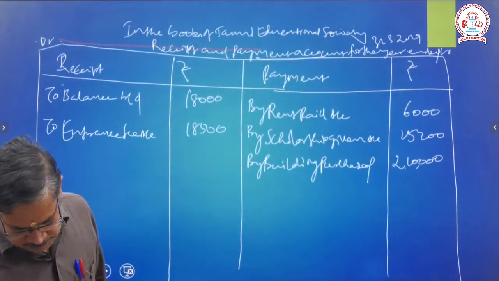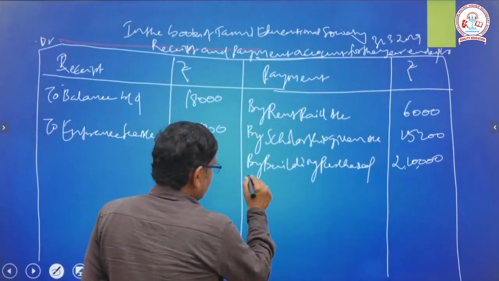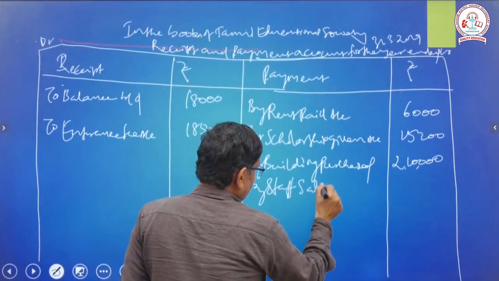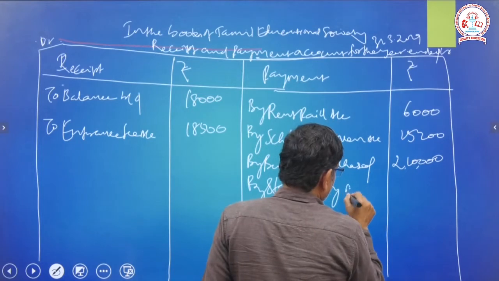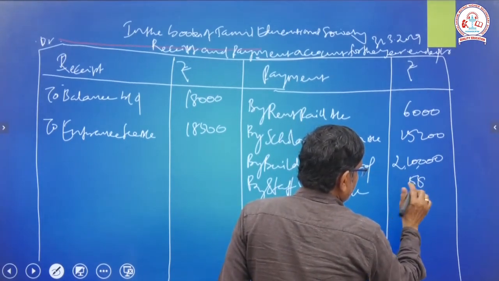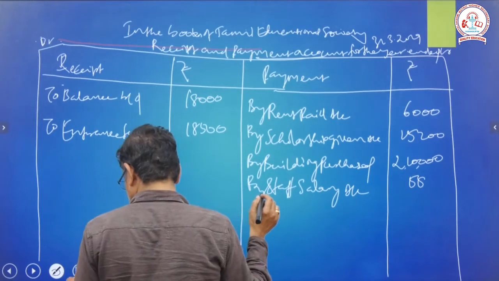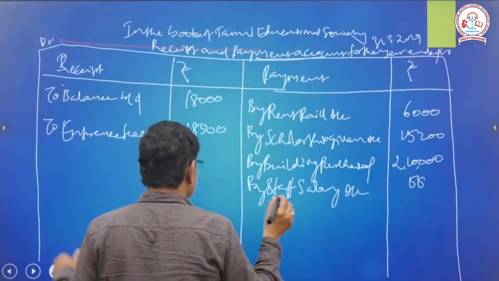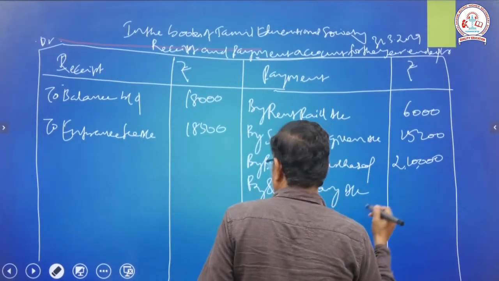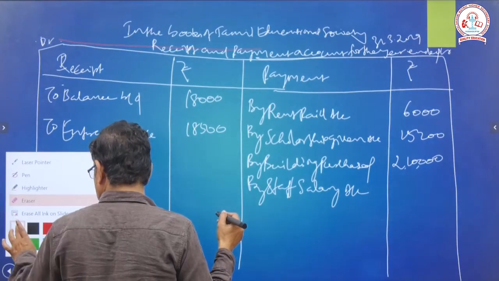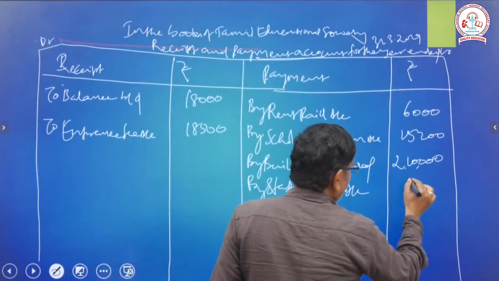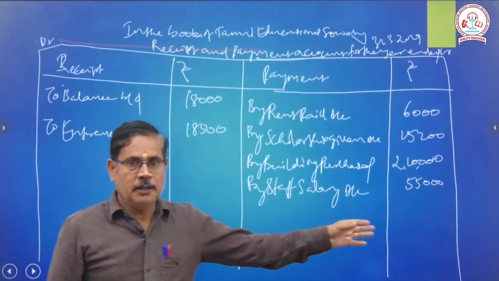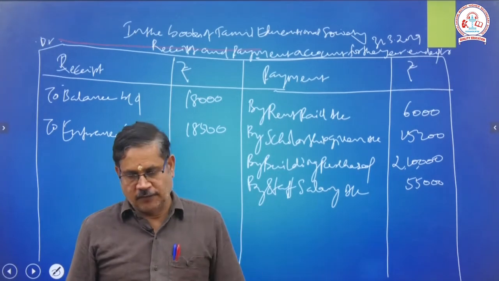Next we will move on, staff salary 55,000, by staff salary rupees 55,000. Okay. So, staff salary paid will go on the payment side, rupees 55,000.